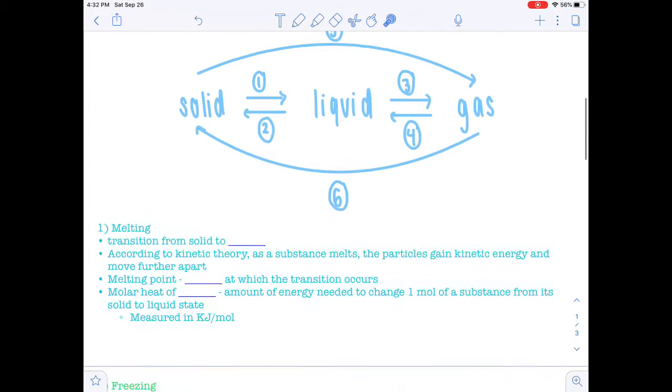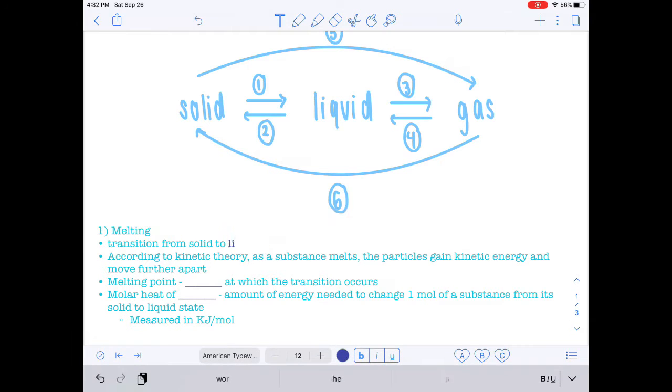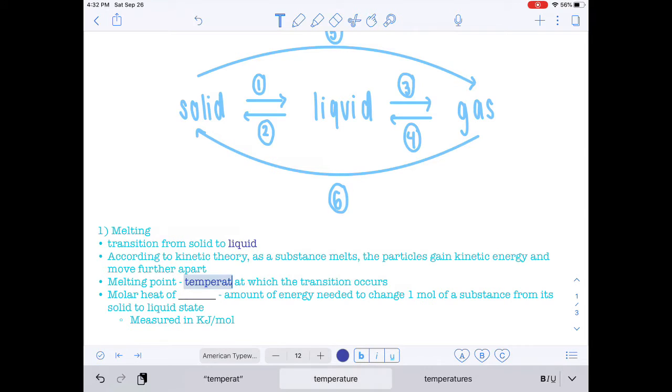So the first one is solid to liquid, and that's melting. So that's the transition from solid to liquid. And then according to kinetic theory, as a substance melts, the particles gain kinetic energy and move further apart. And the melting point is the temperature at which this transition occurs, at which these particles gain kinetic energy and move further apart from each other, going from a solid to a liquid.